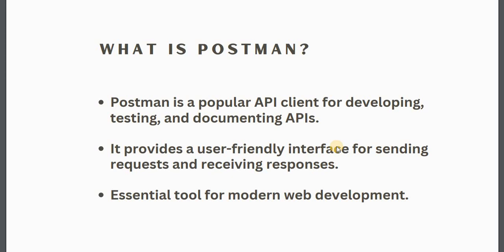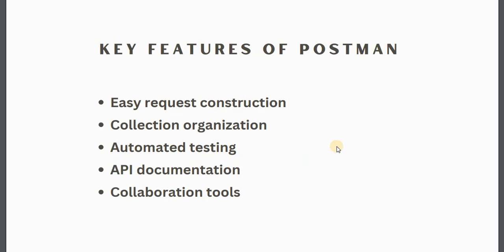In the next slide, I will explain the key features of Postman. Using Postman, we can construct requests easily. Second is collection organization, so we can organize multiple collections in Postman. Also, we can set up automated testing in the Postman tool. If you want to document your APIs, you can document them using Postman. And the last one is that it's a collaboration tool, so we can share API documentation or collections with our team.